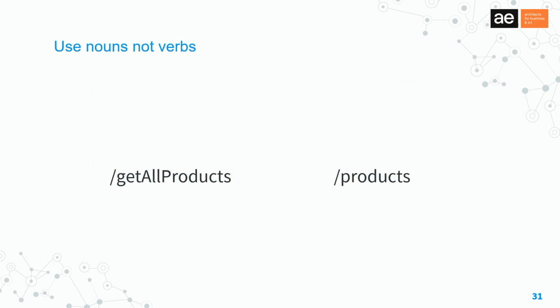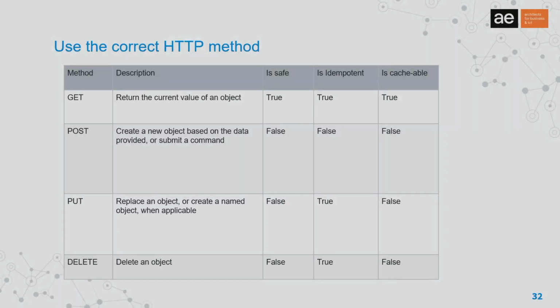The next one is use nouns, not verbs. So when you want to get information of your API, use the HTTP GET method. Do not make an endpoint get all products. That's related to the next tip, and that's use the correct HTTP method.